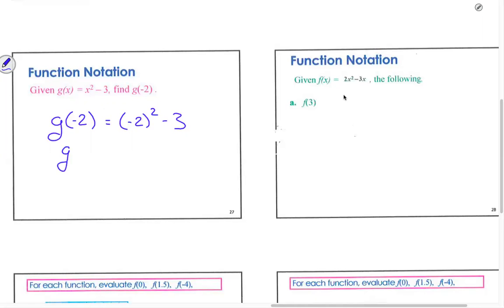So g of negative 2 equals negative 2 squared. Well, that's going to be negative 2 times negative 2. That's 4 minus 3. So g of negative 2 is going to be 1.